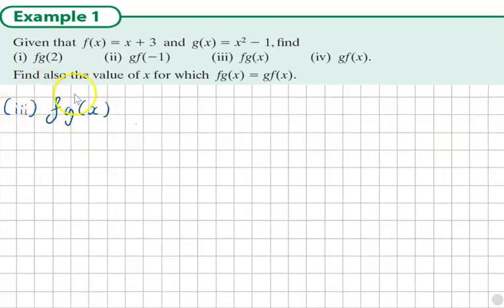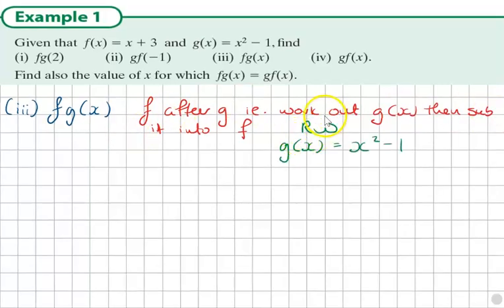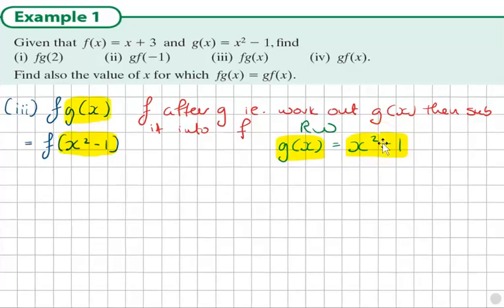Part 3. f after g of x. So f after g, i.e. work out g of x, then sub it into f. Our rough work is g of x is equal to x squared minus 1. There's nothing to actually do there. Because we're not subbing in a number, we replace g of x with x squared minus 1. So now we need to work out f of x squared minus 1.